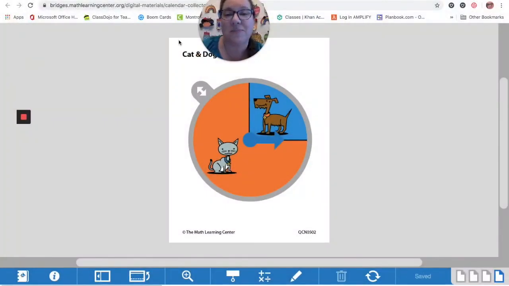We have a new spinner. I want you to look really carefully at that spinner and see what is different about it. It does have a cat and dog on it. Do you notice anything else different? Oh, orange and blue, yes. I heard somebody say this one kind of looks like a triangle. It does. I also heard somebody say the cat part has more than the dog part. I wonder what's going to happen when we spin it.